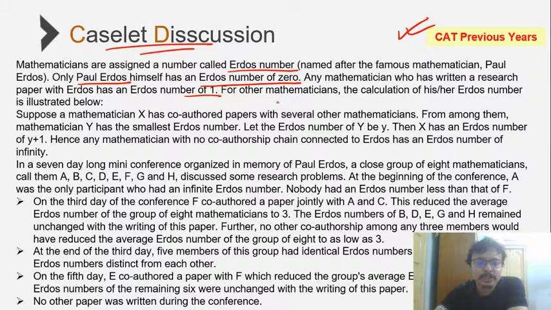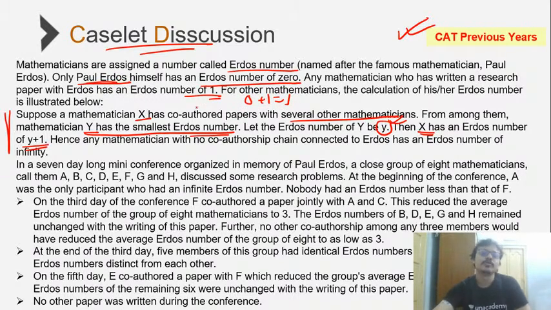For mathematicians who have not written a paper with Erdős, their Erdős number is calculated as per the following logic: if person X has co-authored with several other mathematicians, amongst whom mathematician Y has the smallest Erdős number of, let's say, small y, then mathematician Y continues to have an Erdős number of small y, whereas X and all the other mathematicians who co-authored the paper with capital Y end up with an Erdős number of 1 more, that is y plus 1. In fact, that is the reason why if you co-author with Paul Erdős himself, you get an Erdős number of 0 plus 1, which is equal to 1.